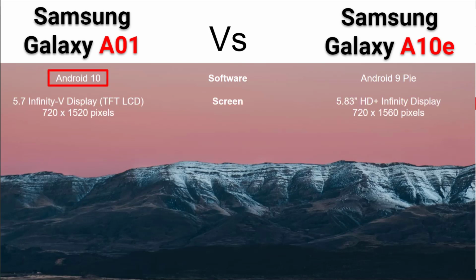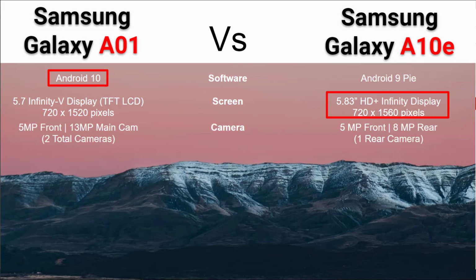Moving on to the screen, very similar. So 5.83 inch screen on the A10e versus a 5.7 inch display on the A01. So slightly larger screen on the A10e. So basically not too much of a difference when it comes to the screen.